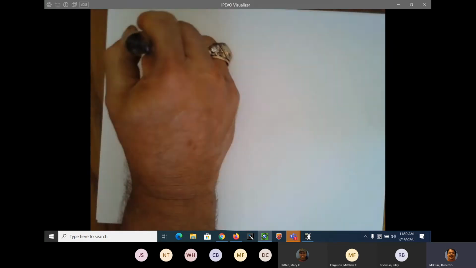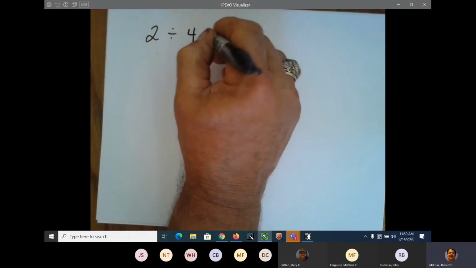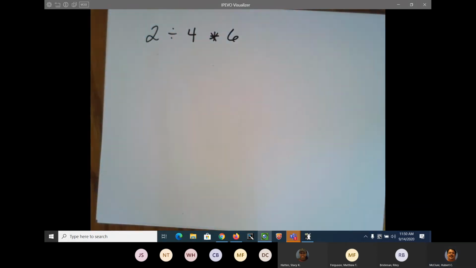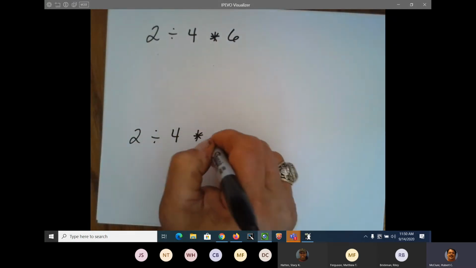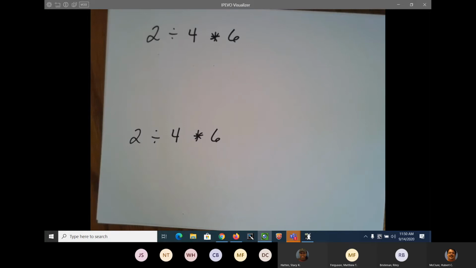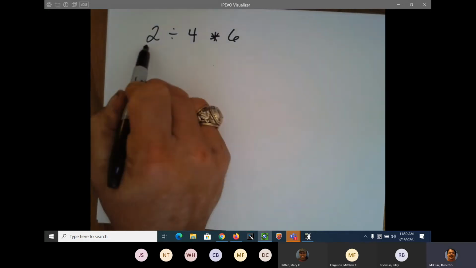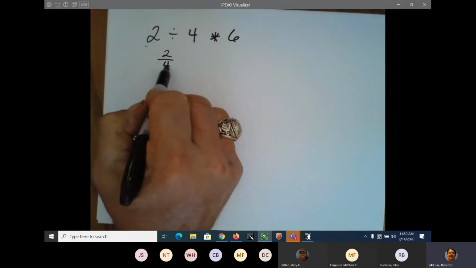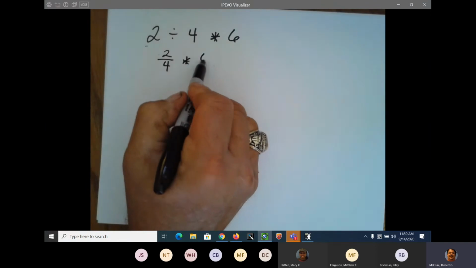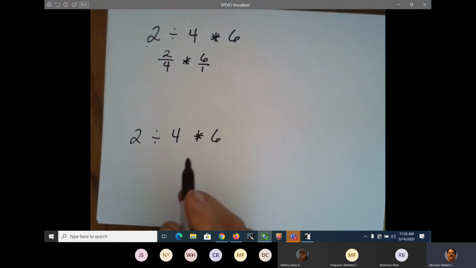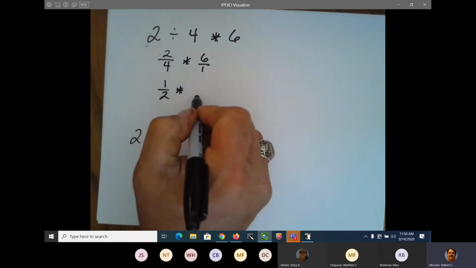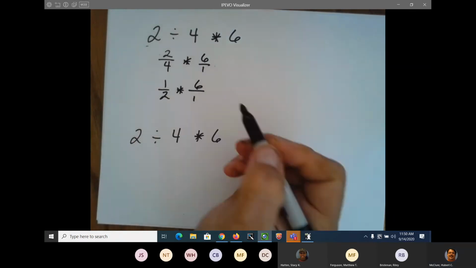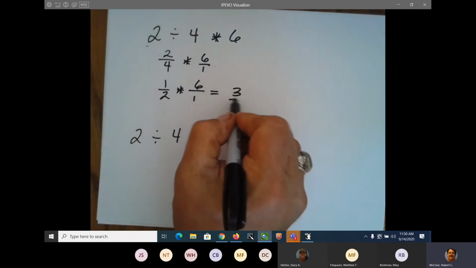2 divided by 4 multiplied by 6. Here we get 2 divided by 4 multiplied by 6. And you can take that down to 1/2 multiplied by 6. And that's equal to 3.